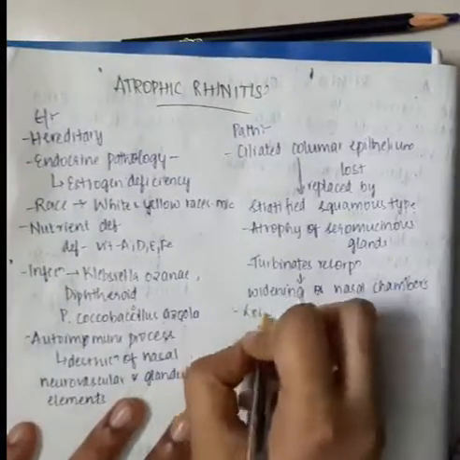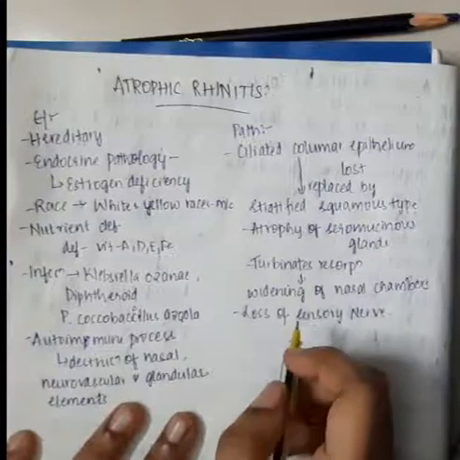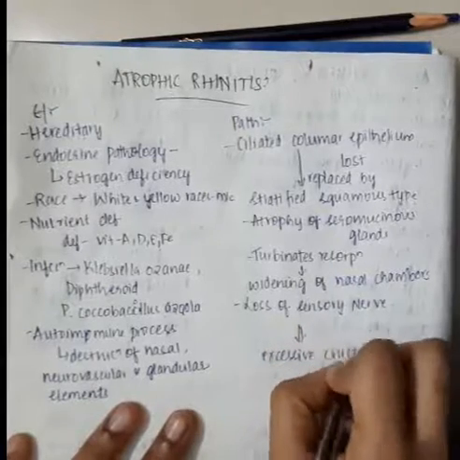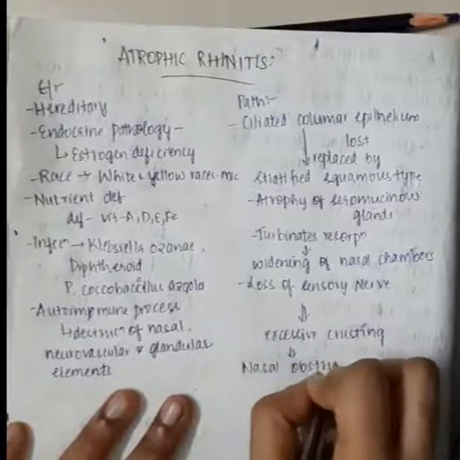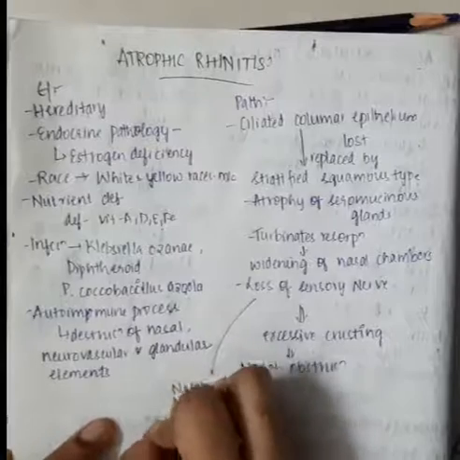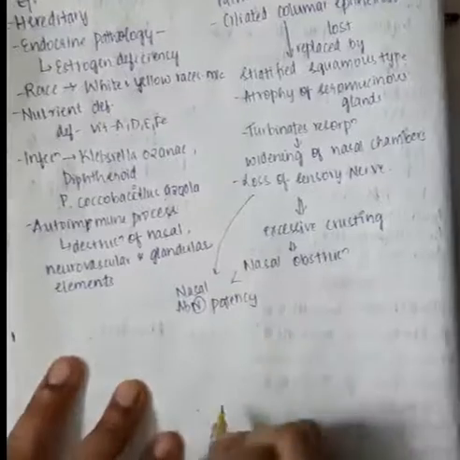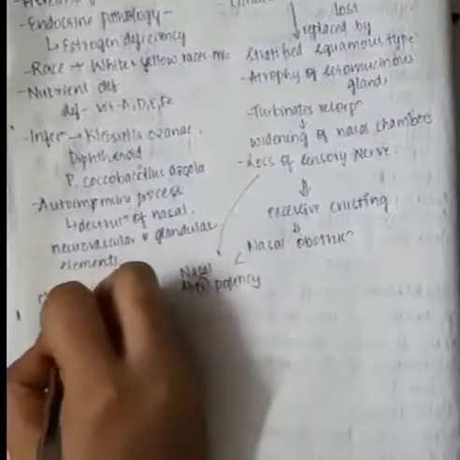There is also loss of sensory nerves. This loss of sensory nerves leads to excessive crusting. Because of crusting, the nasal cavity gets obstructed and forms nasal obstruction. Actually, when compared to widening, this nasal obstruction is more. So as a result, abnormal nasal patency is present, but that is less than the nasal obstruction.